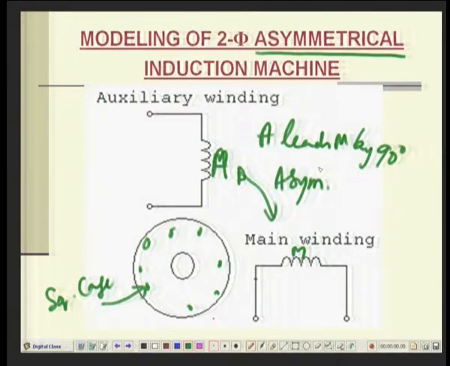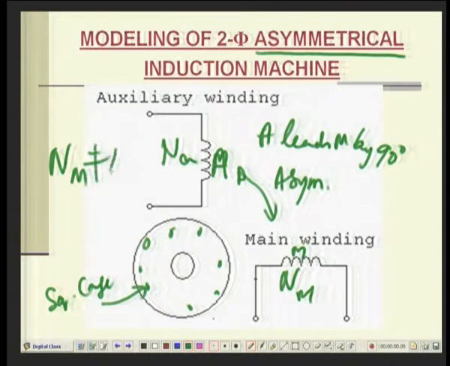But while designing, what do you make, and how do they make it? Why is it asymmetrical? The number of turns will be different. This may have Nm, this may have Na, and Nm is not equal to Na.